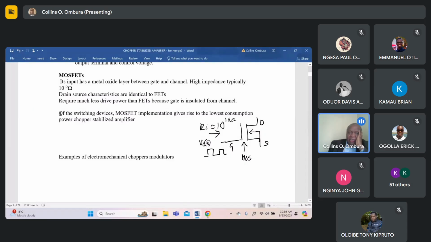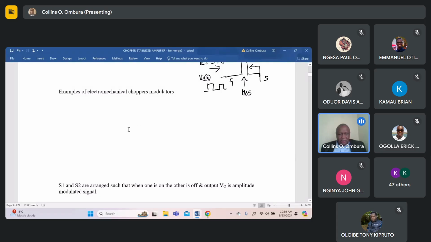And I've summarized by saying that of the switching devices, the MOSFET implementation of the chopper switch gives rise to the lowest power consumption of the chopper stabilized amplifier. So most of the modern chopper stabilized amplifiers tend to use MOSFETs because nowadays they're being mass produced, and also because of these other benefits.